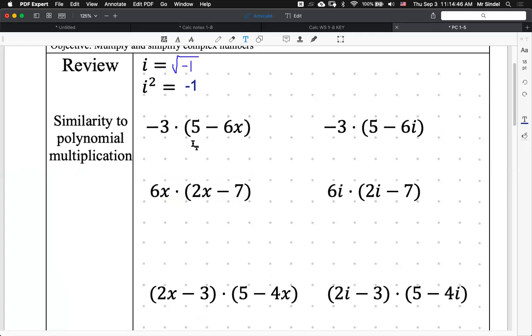Distribute negative 3 into 5 minus 6x. We did this in Algebra 1 and in Algebra 2 and probably in Geometry. Jaden, come on. Negative 3 times 5, you got this. Negative 15, yep. And then negative 3 times negative 6x.